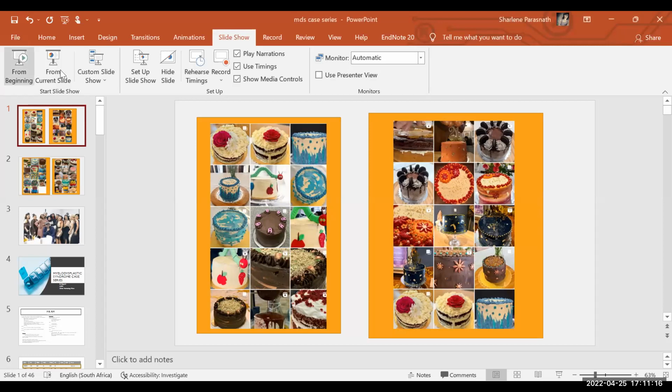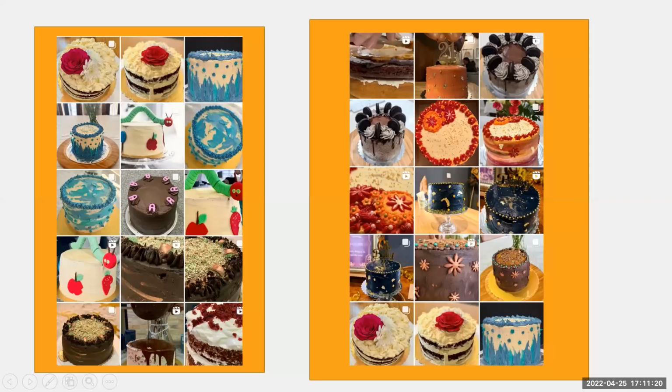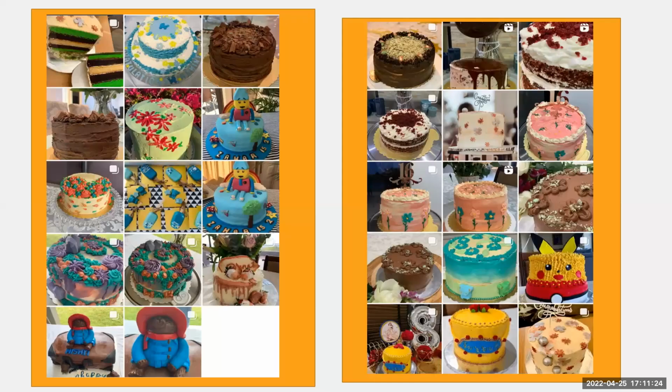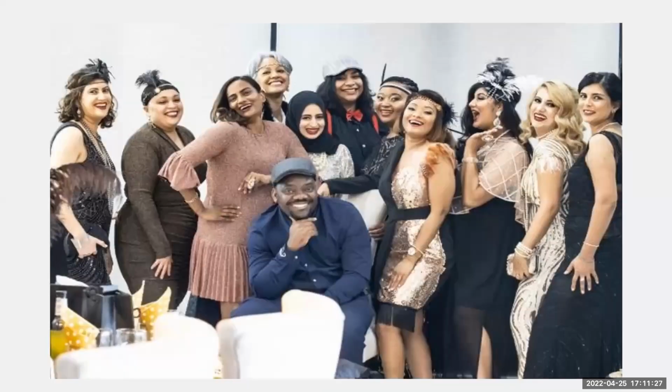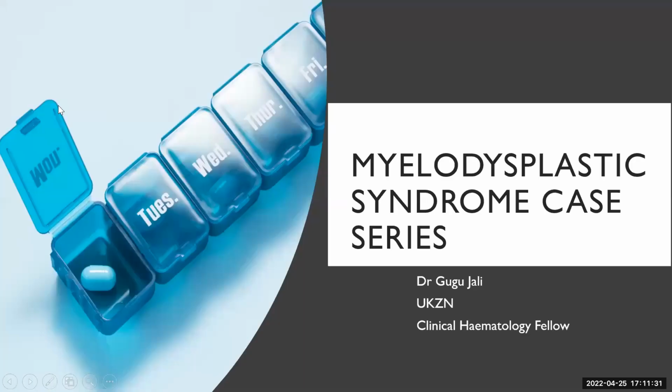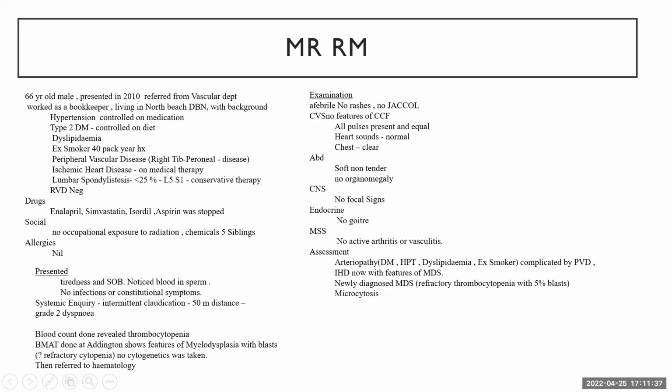Okay, so this is quickly some of the cakes that I've made. And yeah, so this is why they call me the Bloody Baker. And this is us having some fun at the end of the year last year. And I'm going to share Gugu's talk. Okay, Gugu, can go ahead. I'll mute and I'll, sorry.